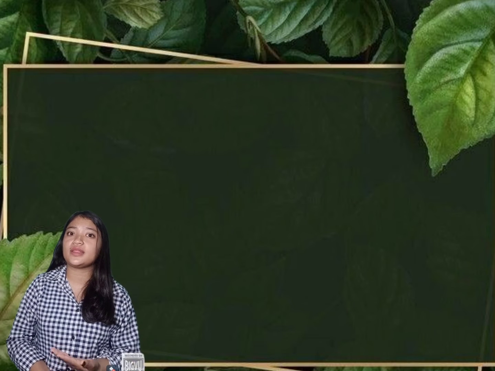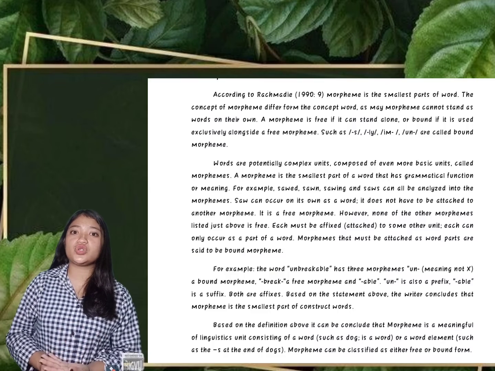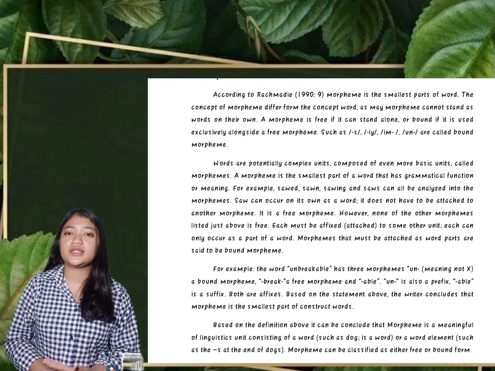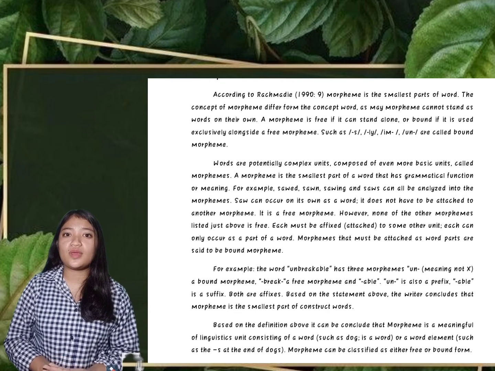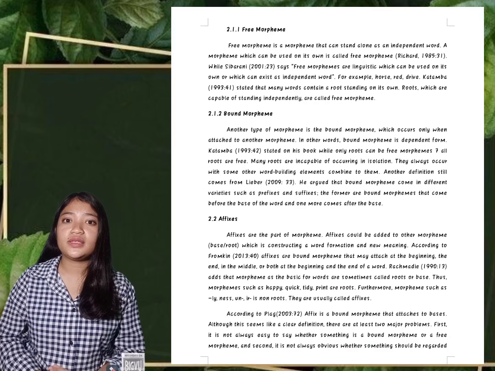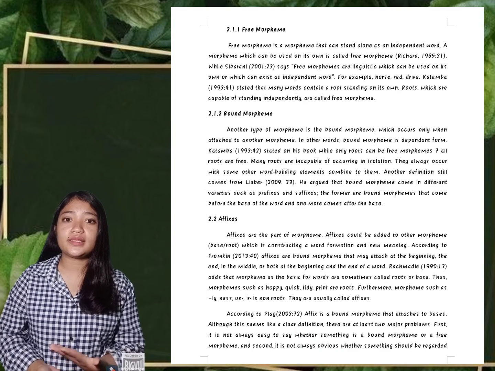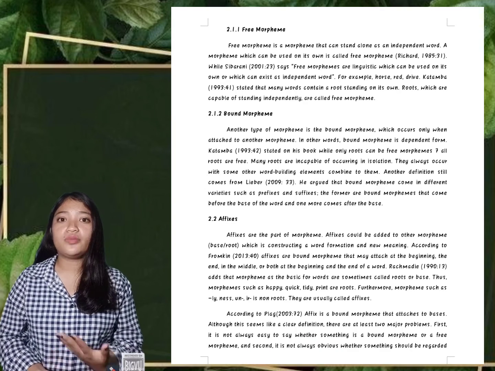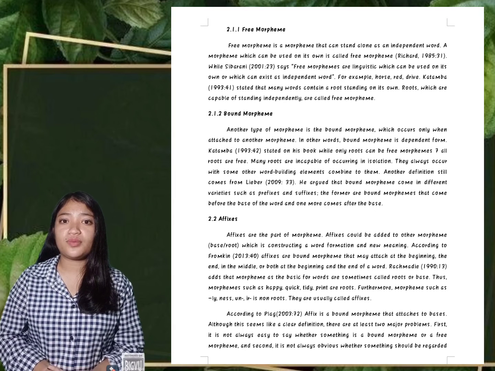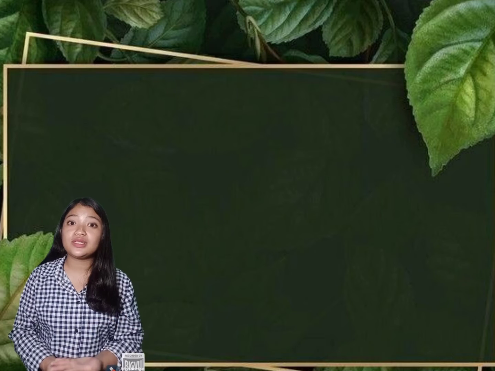An example from my thesis is: according to Rich Media, a morpheme is the smallest part of a word. The concept of morpheme is different from the concept of word, as many morphemes cannot stand as a word on their own. A free morpheme is a morpheme that can stand alone as an independent word. A morpheme which can be used on its own is called a free morpheme. Now let's talk about chapter 3.